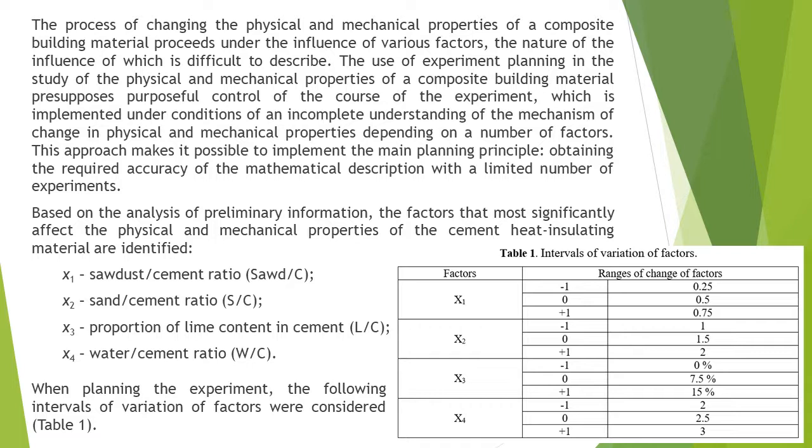Based on the analysis of preliminary information, the factors that most significantly affect the physical and mechanical properties of the cement heat-insulating material are identified. When planning the experiment, the following intervals of variation of factors were considered.